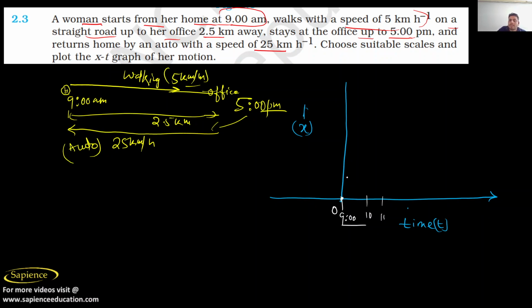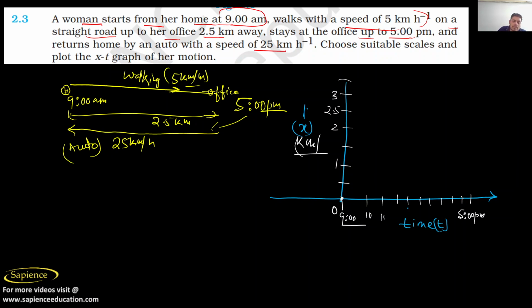Now position is this, 1 2 3 4 5 6 7. So see here, total distance: 0.5 kilometer, 1 kilometer, 2 kilometer, 2.5 kilometer, this is 3 kilometer, right? So x is in kilometer and time is in hour, like this. Okay, so now let us consider, this is up to 5 p.m., right? This is the 5 p.m.